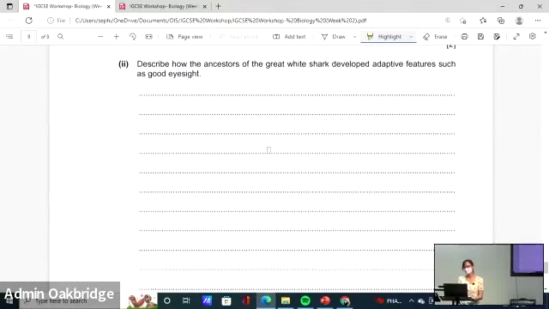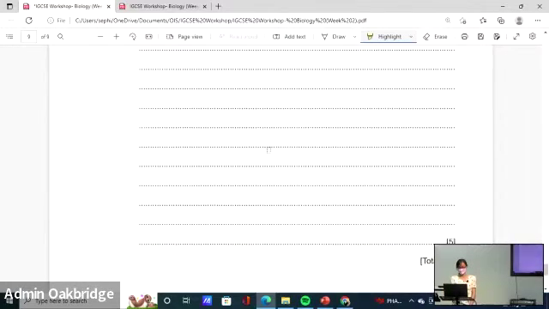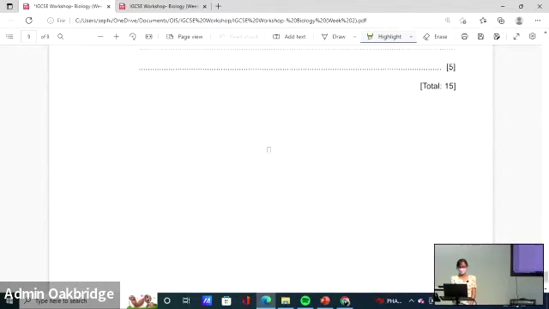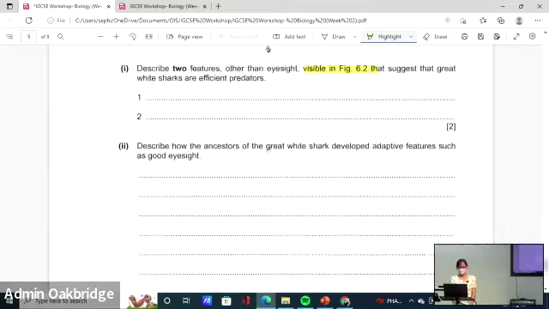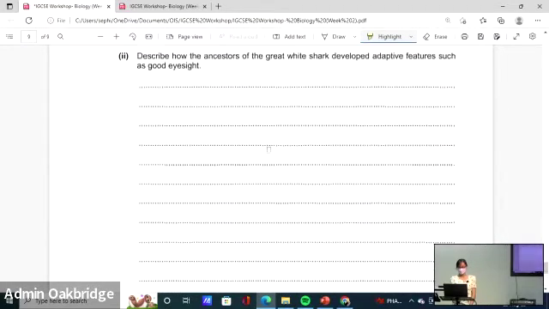Five-mark question. Answer. I got this all from one paper, 2020. Imagine all these questions came up. How do you answer this? How the ancestors of the great white shark developed adaptive features. What adaptive features?